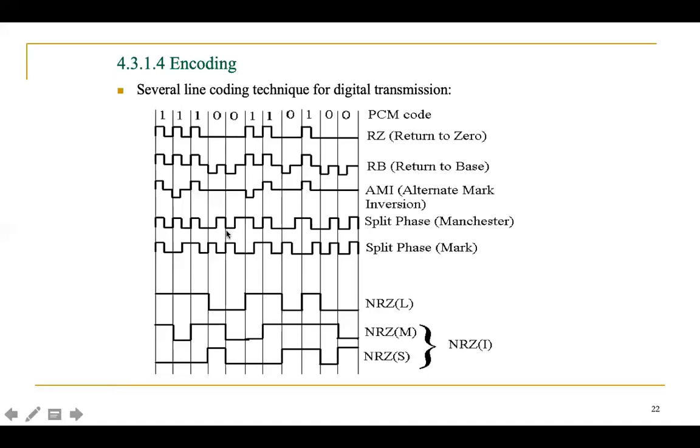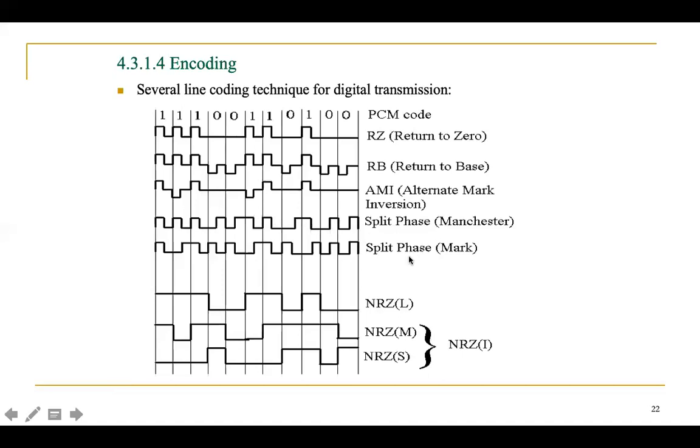And next is split phase Manchester. So this is one, return to zero, one, return to zero. But if from one you meet a zero, then you need to change the phase. Okay, split the phase. So you can see here the phase is changing, and then logic one, the phase is changing again, and so on.